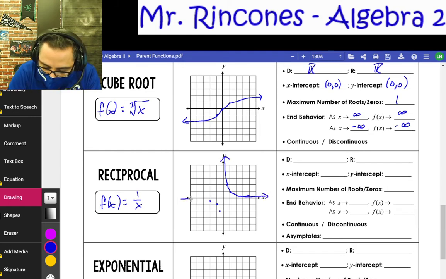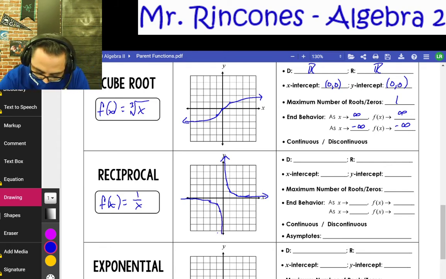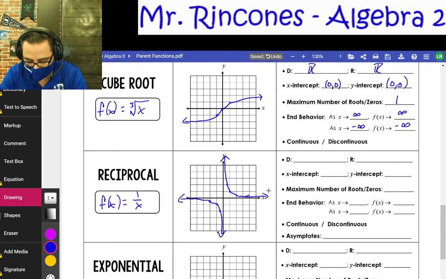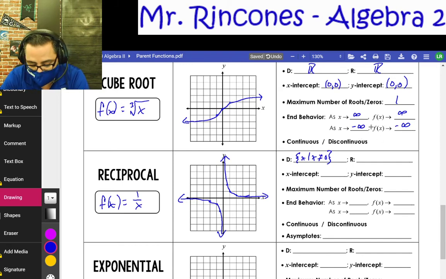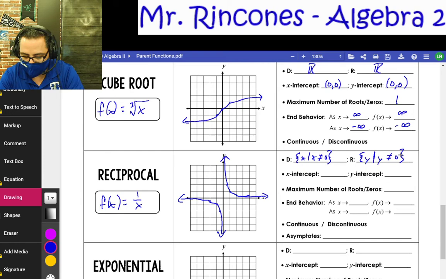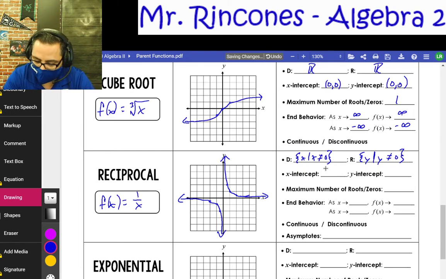So it doesn't quite get to 0. Okay, there you go. So let's take a look at the domain and range. So the domain for a reciprocal is for all values of x, x is not equal to 0. What about the range? Same thing. For all values of y, y does not equal 0. The x and y intercept, well, they never get there. So there is no x or y intercept.